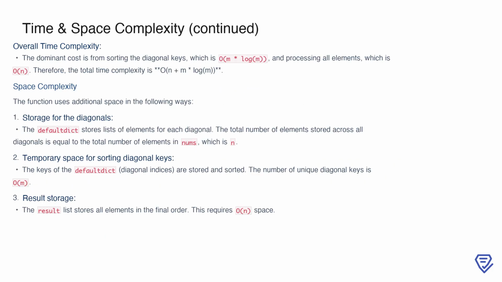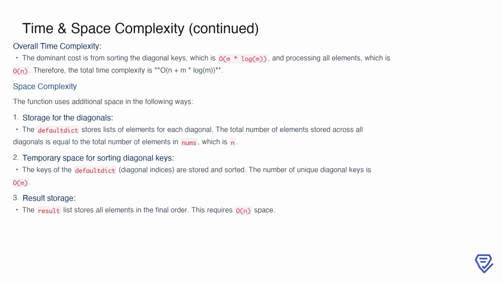Now, when we combine the costs from both steps, the dominant factor in our time complexity comes from sorting the diagonal keys, which is O(m log m). Adding the O(n) cost of processing all elements, the total time complexity is therefore O(n + m log m). Shifting to space complexity, the function uses additional space in three primary ways.